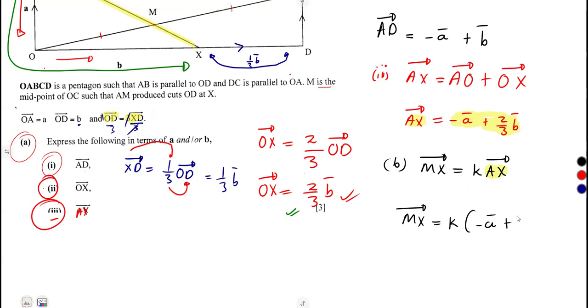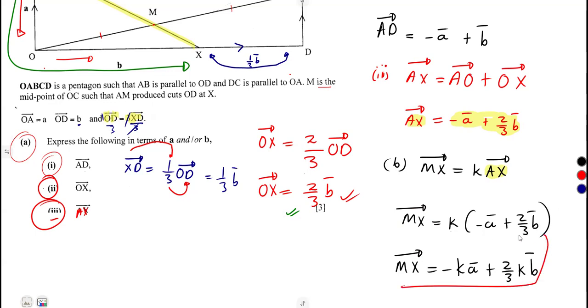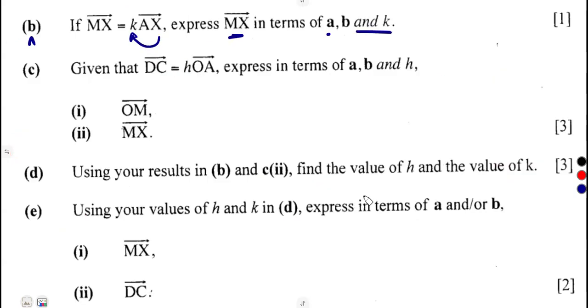So that's minus a plus 2 over 3 vector b. So that was going to give us what? Multiplying by k, times negative, that's negative ka. k times this 2 over 3, that's 2 over 3 kb. We multiply by k here, so that's going to be like this. All right, so that's our MX. As we can see, this is our MX. We are done. All right, let us move on.